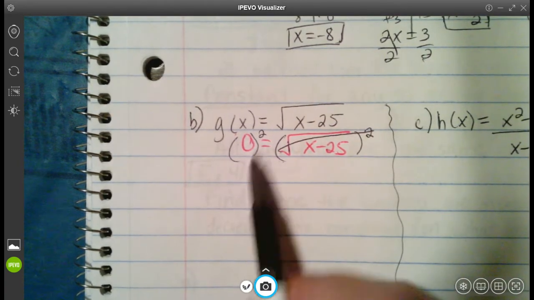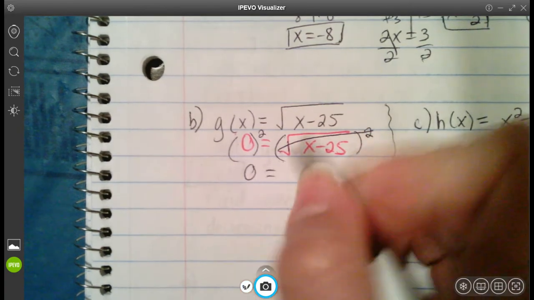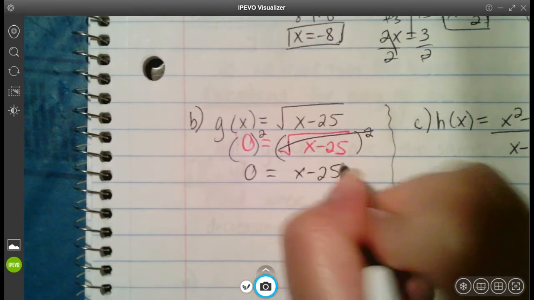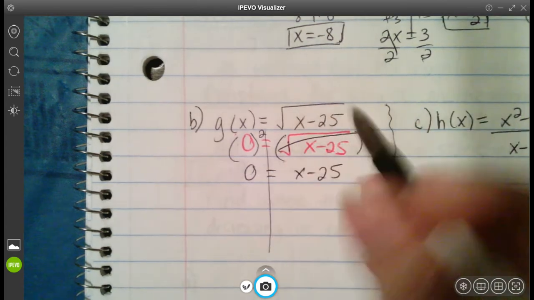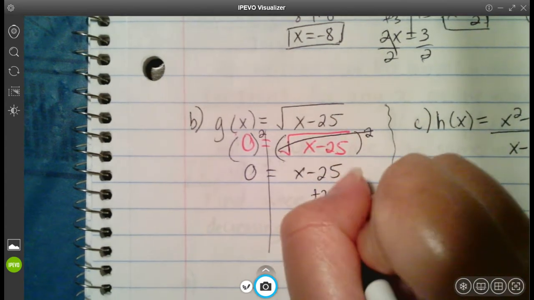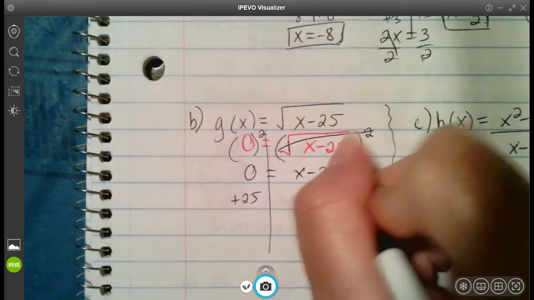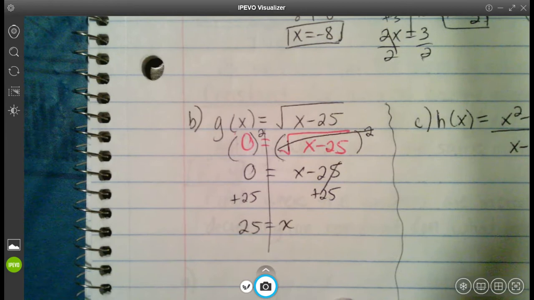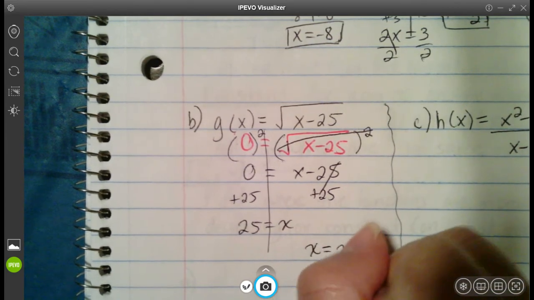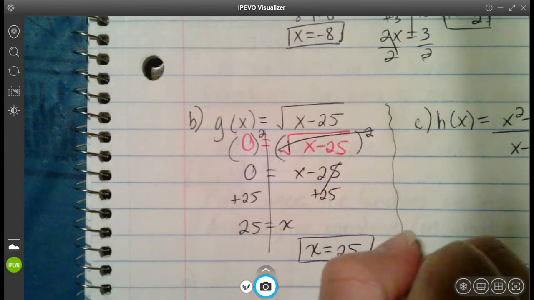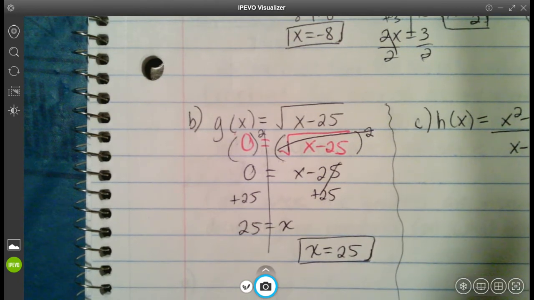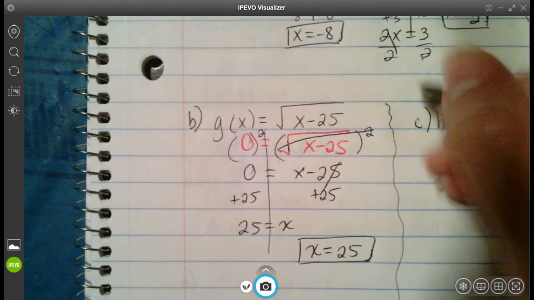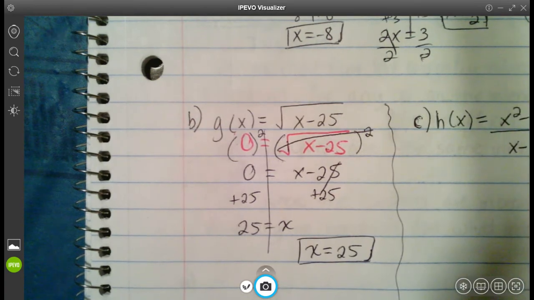0 squared is 0 times 0, which is just 0. So 0 equals x minus 25. Okay, we move our 25. So plus 25, plus 25. So 25 is equal to x. And we're done. So in this case, our x-intercept, or our 0, is at 25. Okay. By the way, we could extend the lesson here by graphing these. I'm going to go ahead and hold off on that simply because we do have a few more examples to do. So I don't want to take too long.